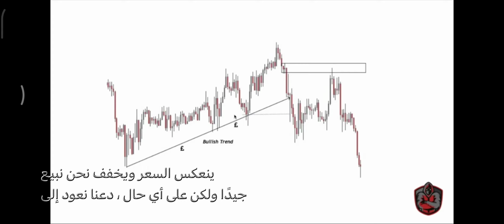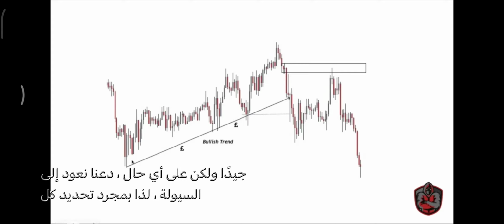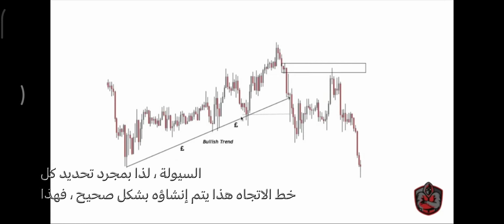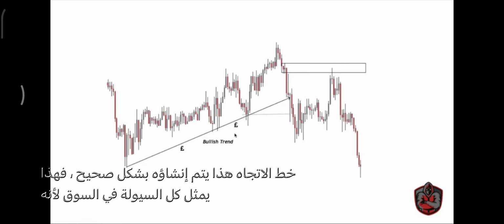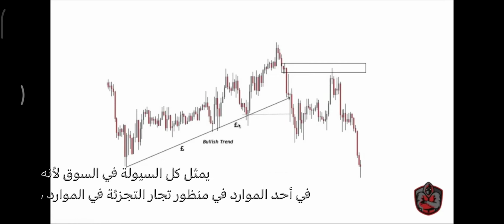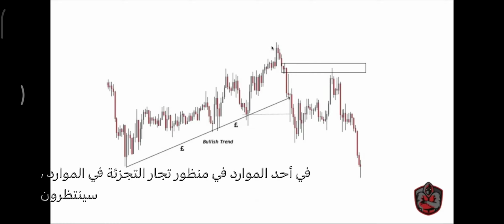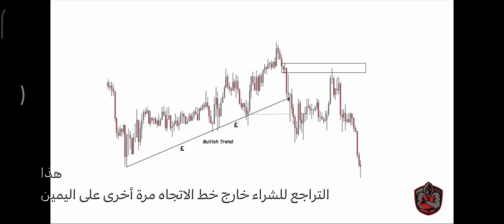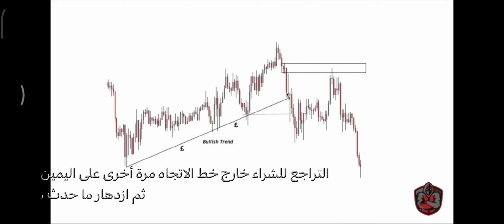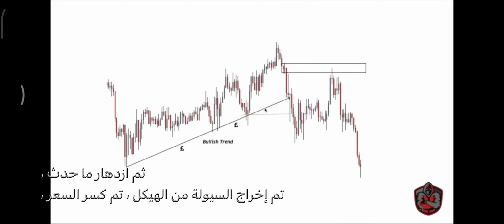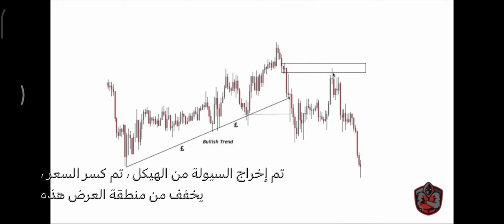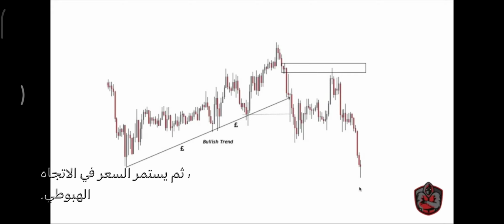Okay, but anyways, let's go back to the liquidity. Once we identify all of this trend line being created, that is all liquidity in the market, because from a retail trader's perspective, they'll wait for that pullback to buy off the trend line again. And then boom, what happened? Liquidity was taken out, structure was broken, price pulls back, mitigates this area of supply, and then continues price to the downside.